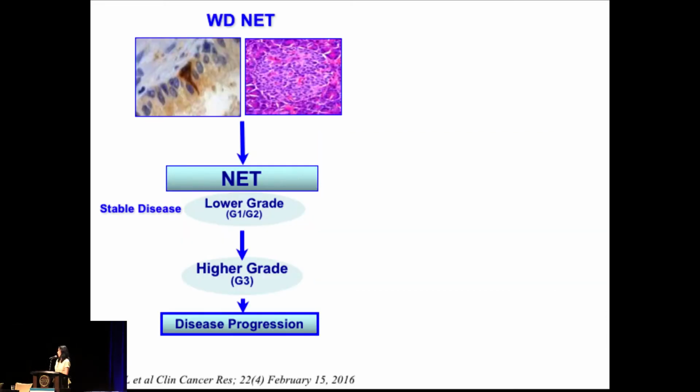So to put the two together, to emphasize the difference between the two: well-differentiated neuroendocrine tumors start off in the diffuse neuroendocrine cell system in the gut or in the lung, in the cells of the islets in the pancreas, and they may have different shades. The lower grade tumor usually has stable disease for many years, and may progress to a higher grade we call G3, which is associated with clinical disease progression.